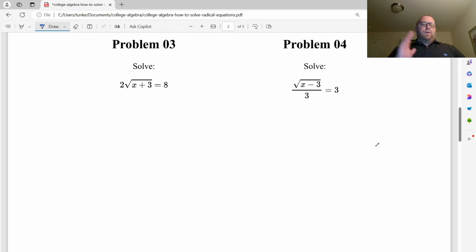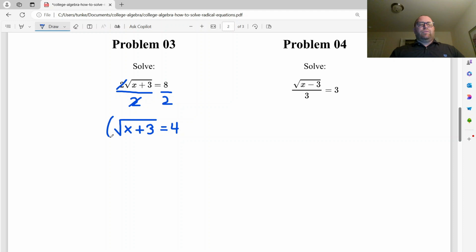Okay, so problem 3, we have 2 times the square root of x plus 3 equals 8. We're going to get rid of the multiplication of 2. So we're going to divide both sides by 2. These are going to cancel. We'll get the square root of x plus 3 equals 8 divided by 2, which is just 4.